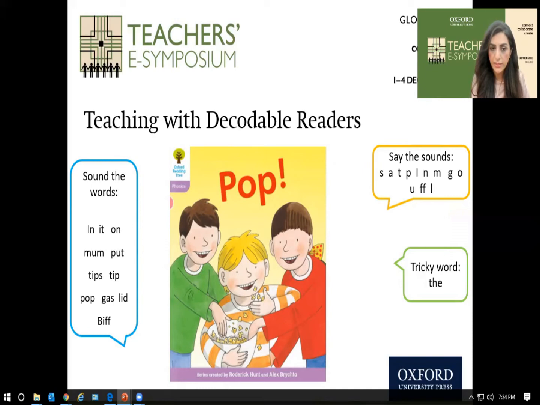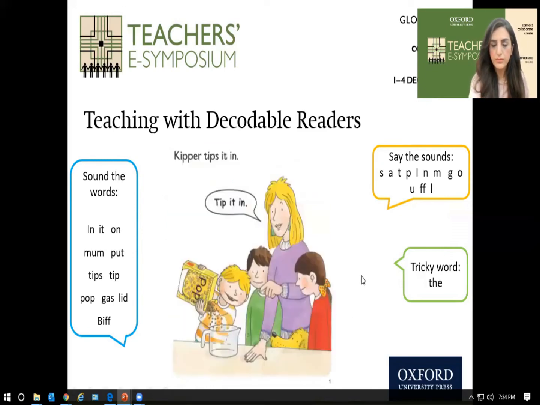So it, in, it, on, mum. You practice reading these decodable words, and then you start. Some of the students will be reading at an individual level. Some might need a little bit of help in decoding. But all of these words are decodable. There's one content word, which is Kipper, the name of the character, so you're going to pre-teach that. And then the rest of the words are decodable.